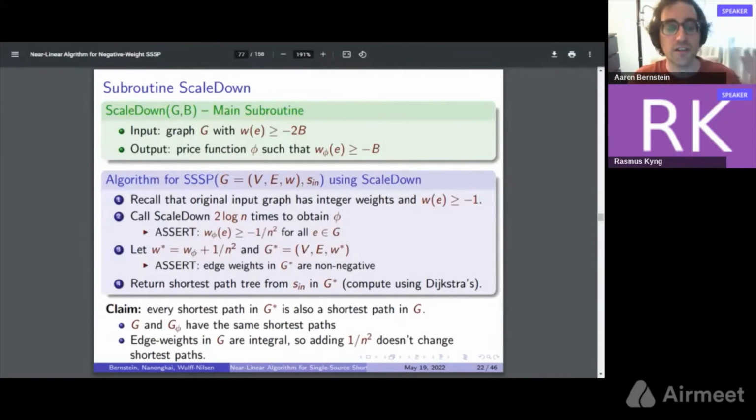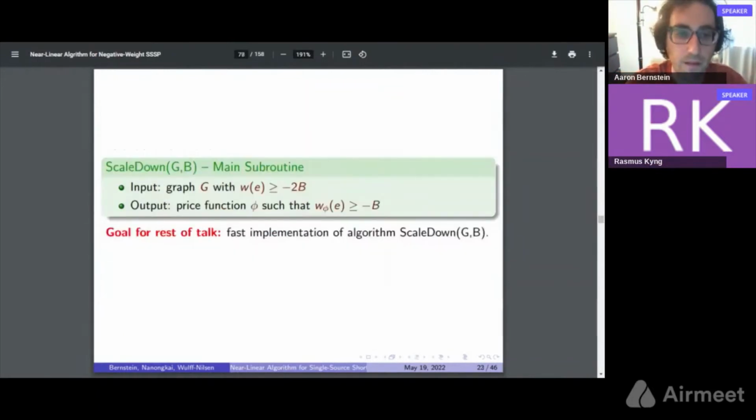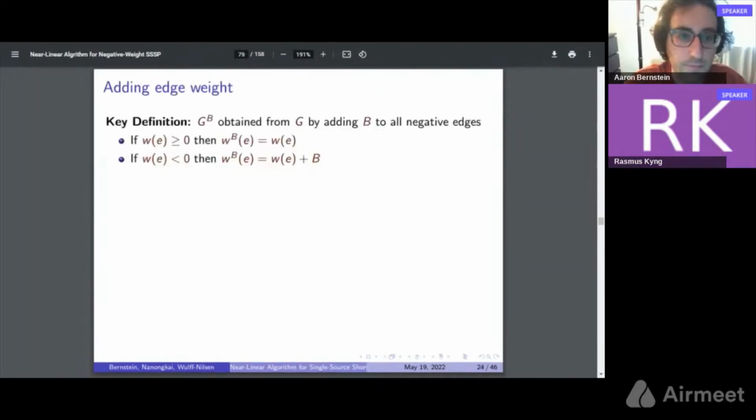Okay, so all of this is just to say that our goal is to get this main scaling subroutine. So let's talk about how to do that. We're going to need one more key definition, which is that given a graph G, I'm going to define GB by just adding B to all the negative edges. So essentially, if an edge weight is non-negative, we do nothing. It's the same in GB and in G. But if it's negative, then we add B.